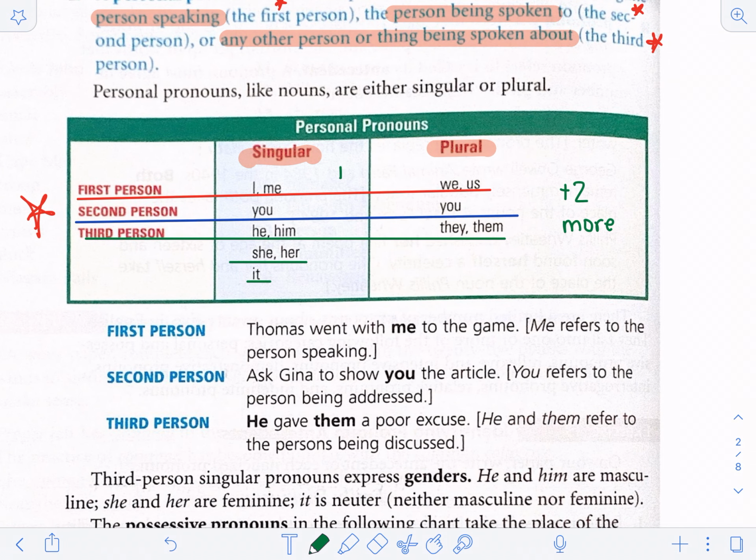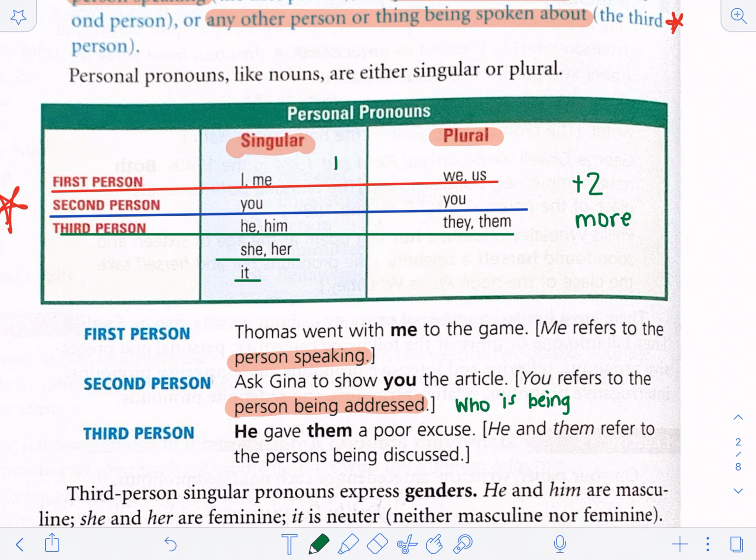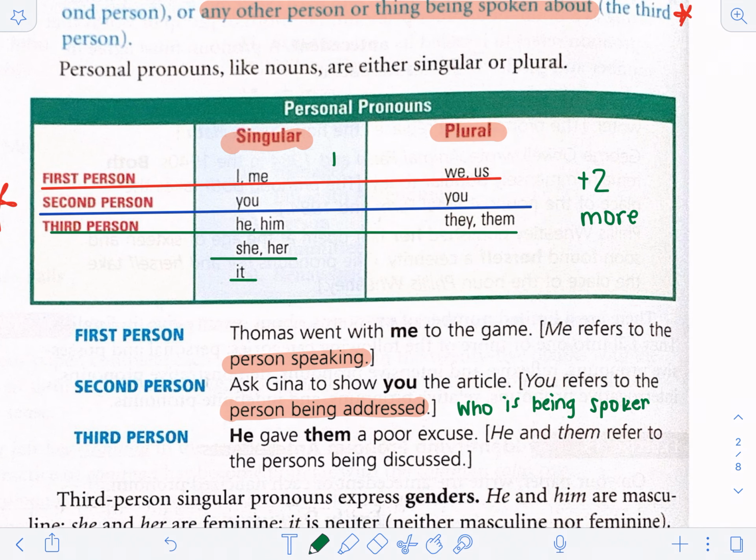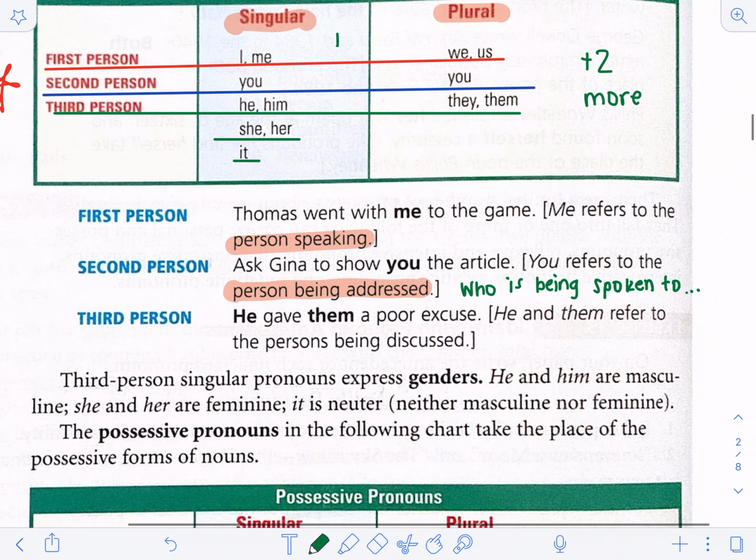So for example, in the first sentence it says, Thomas went with me to the game. This is indicating the person that's speaking. The person that is speaking went to the game with Thomas. The second person example reads, ask Gina to show you the article. You refers to the person being addressed. Another way to think of addressed is who is being spoken to.